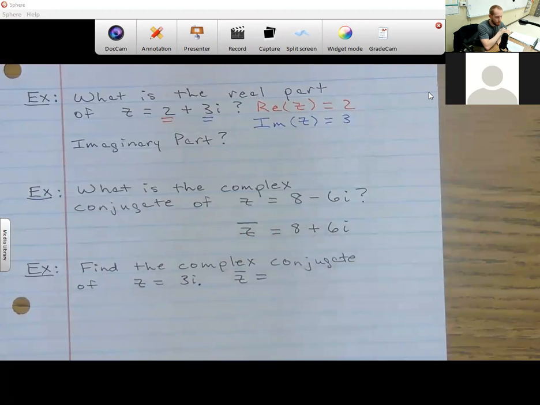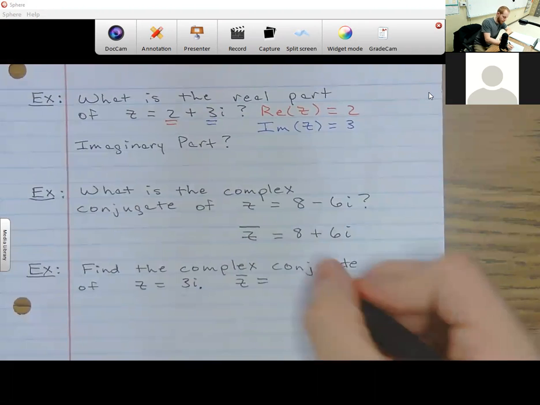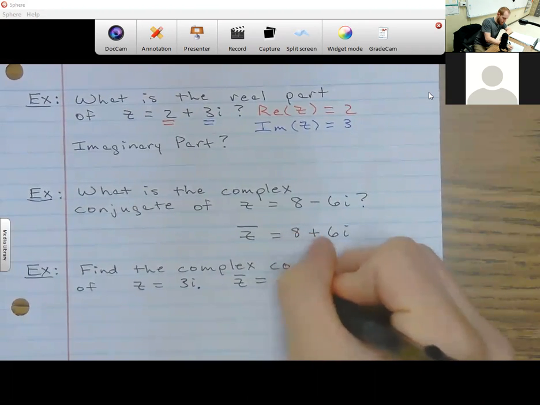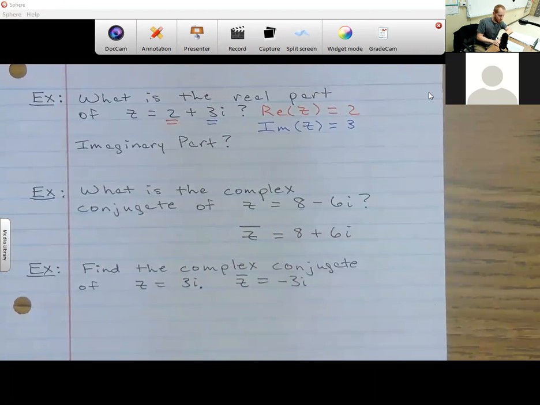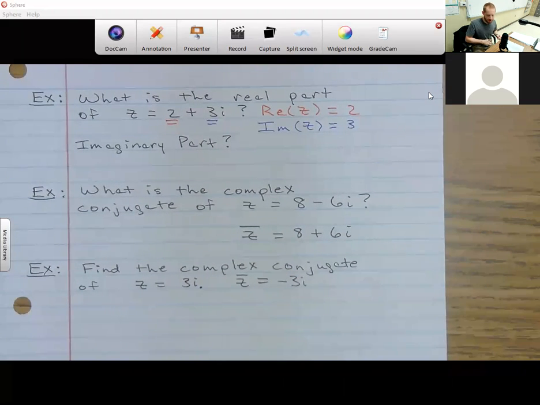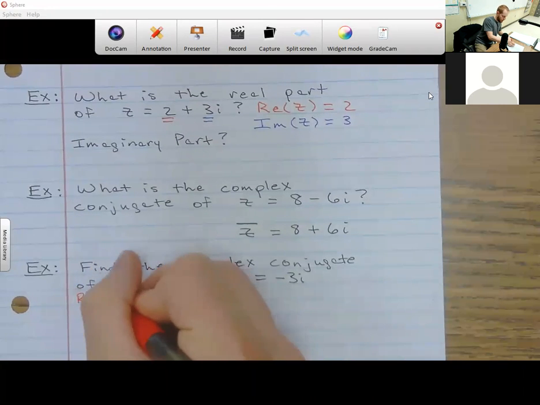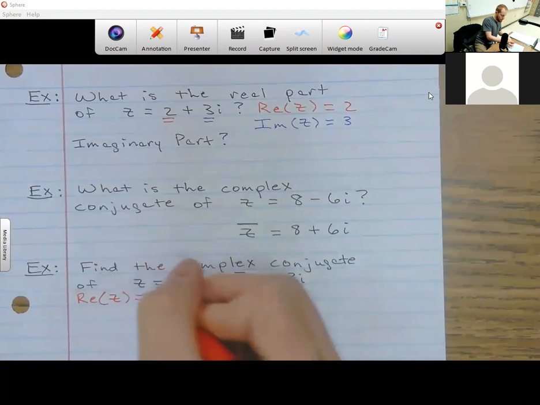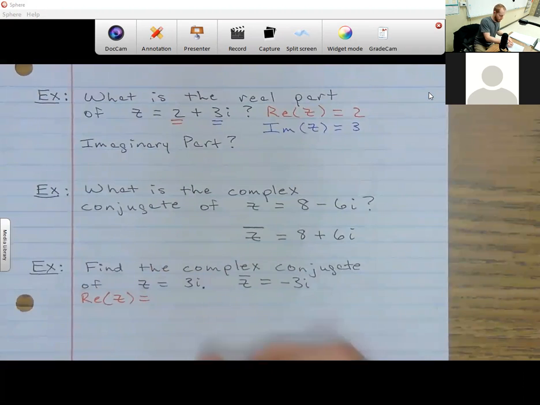Now, you know I always switch the sign on the imaginary part, right? The imaginary part is 3. So I'm going to flip it to be a negative 3i. And that's it, negative 3i. Notice that the real part for this doesn't even exist. So we could say that the real part of z is what? Well, since the real part doesn't exist, it's going to be 0, right?